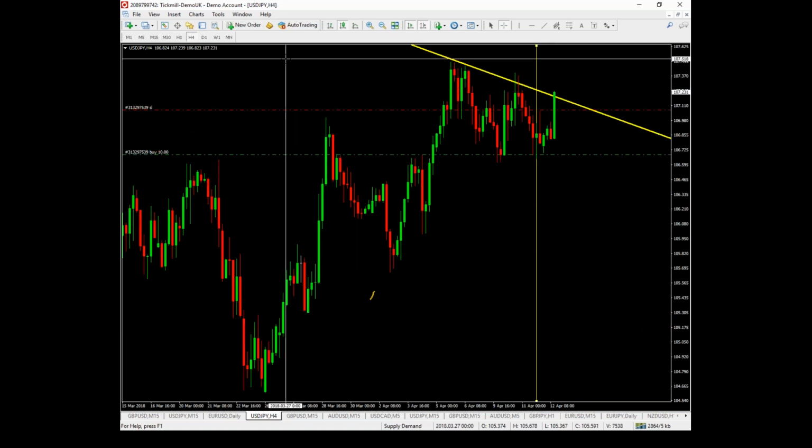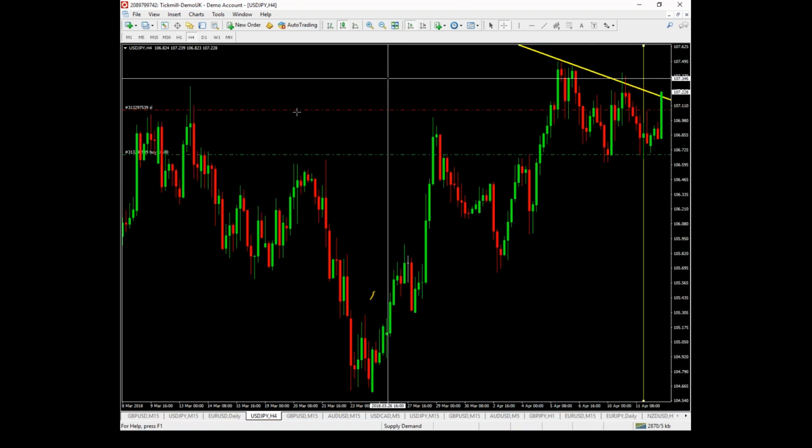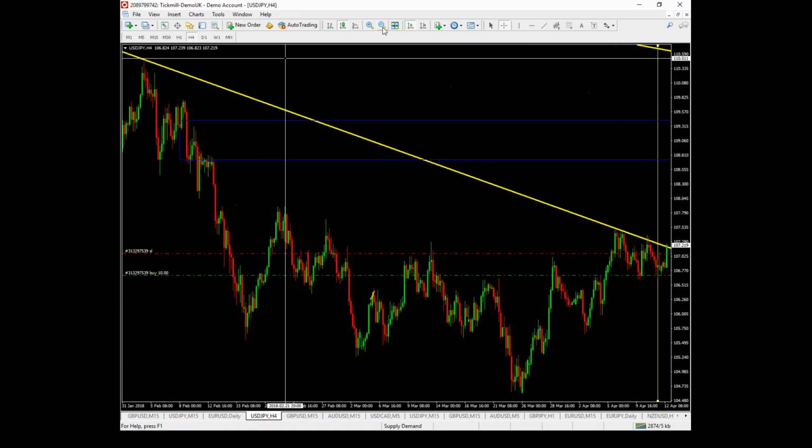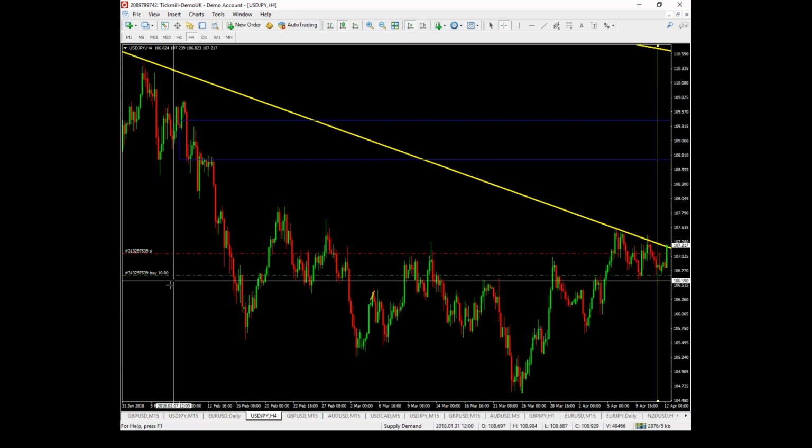Right, so with regards to this dollar yen trade, now we're drilled in. Go back a bit. We're drilled in a bit further. So that was the area that we were looking at.